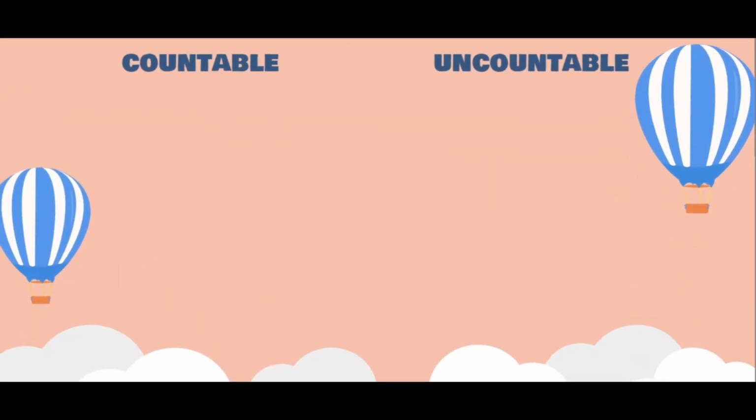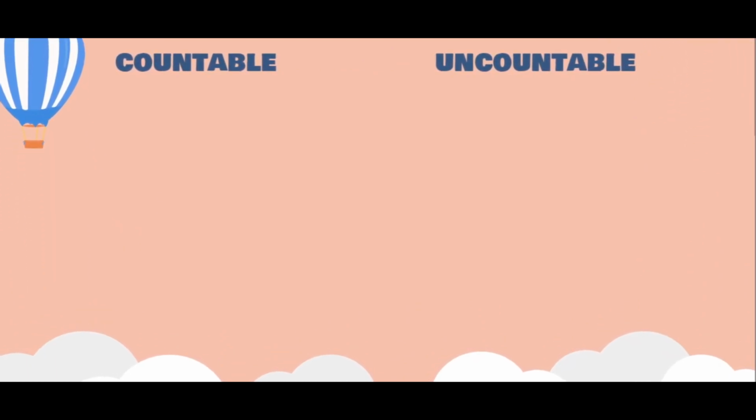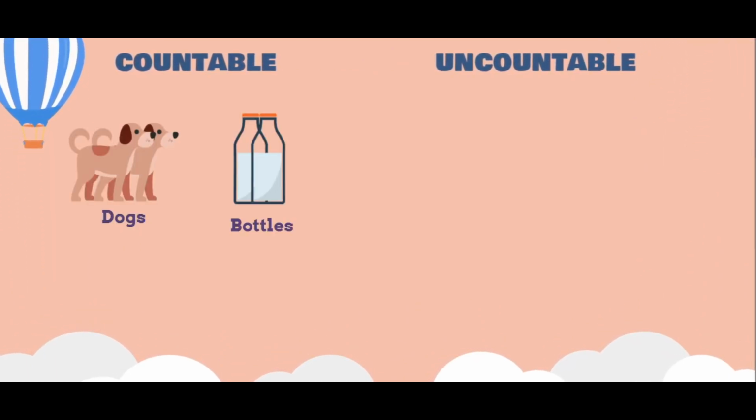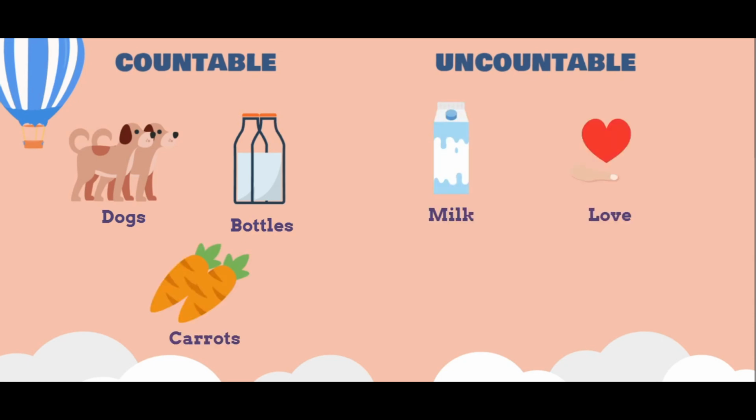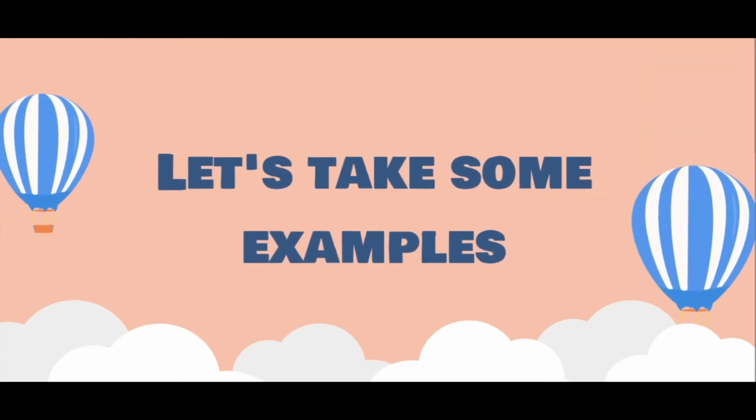We must know what are countable and uncountable nouns. Countable: dogs, bottles, carrots. Uncountable: milk, love, tea. Let's take some examples.